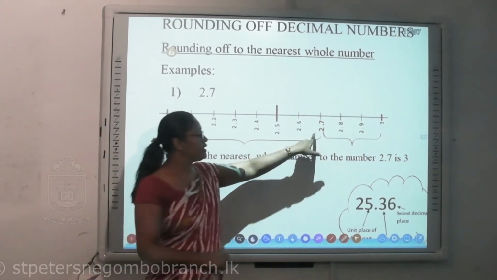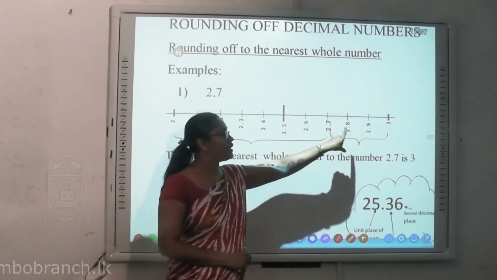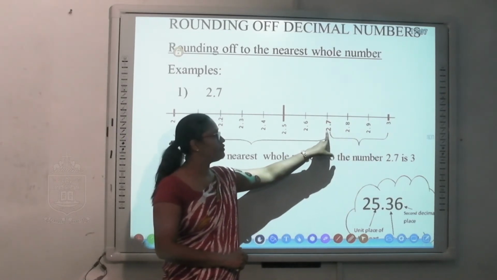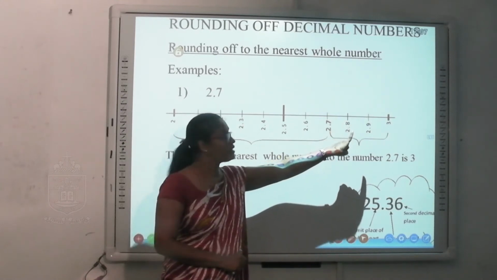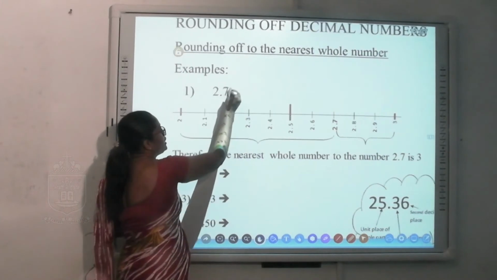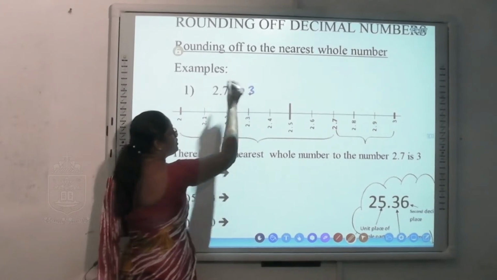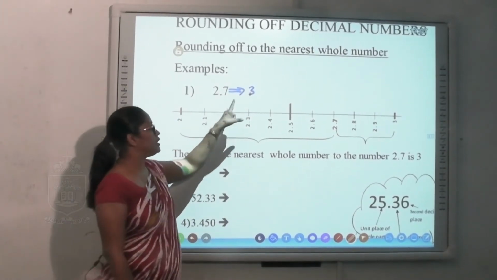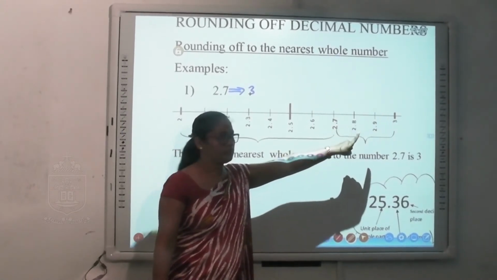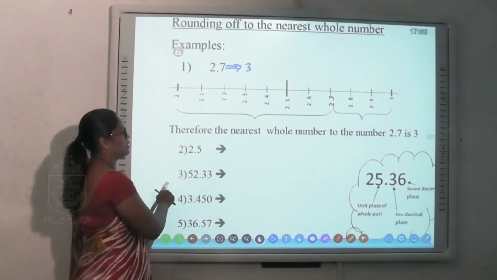Now the number that I concern here is 2.7. You can see this number is very close to the whole number 3. That means I can round off this decimal number to the nearest whole number, that is 3. So the answer of this question is 3, right? Once we round off, the answer should be 3, because you can see in the diagram this is very close to number 3 rather than 2, right? So we will move to the next slide.